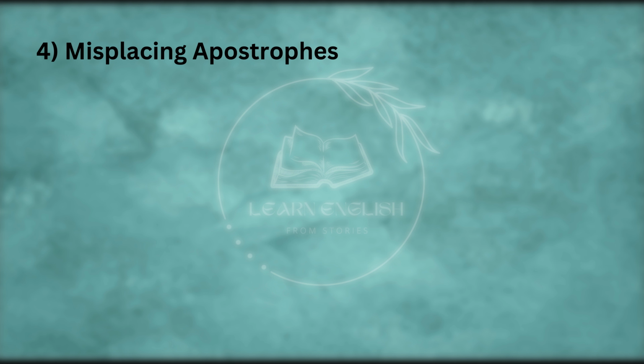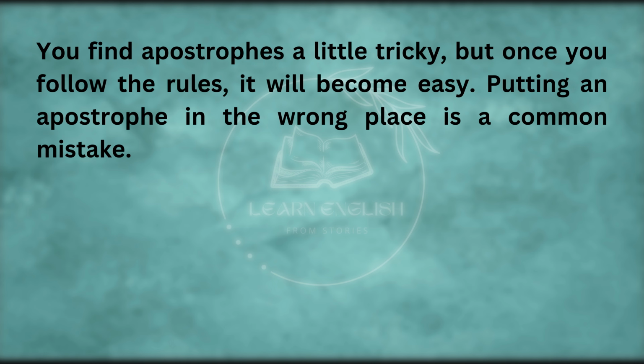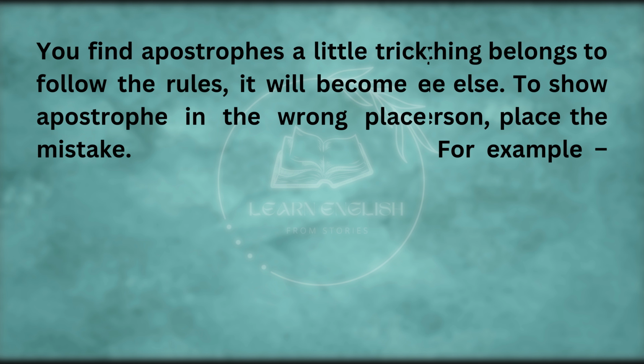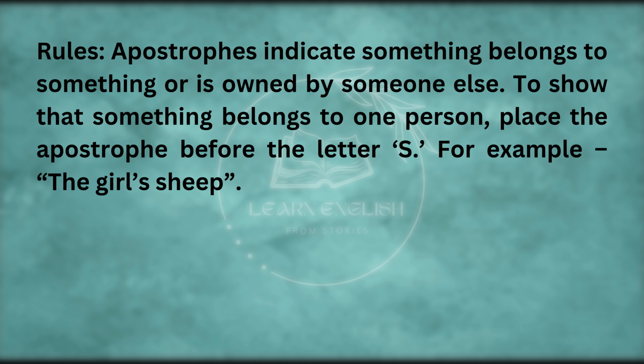4. Misplacing apostrophes. You may find apostrophes a little tricky, but once you follow the rules, it will become easy. Putting an apostrophe in the wrong place is a common mistake. Rules. Apostrophes indicate something belongs to something or is owned by someone else. To show that something belongs to one person, place the apostrophe before the letter S.